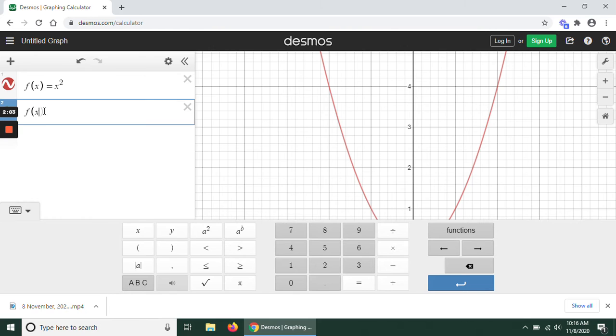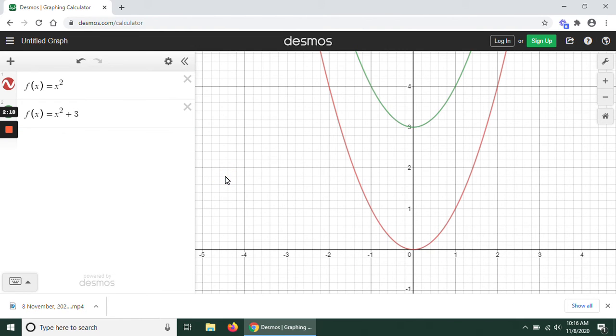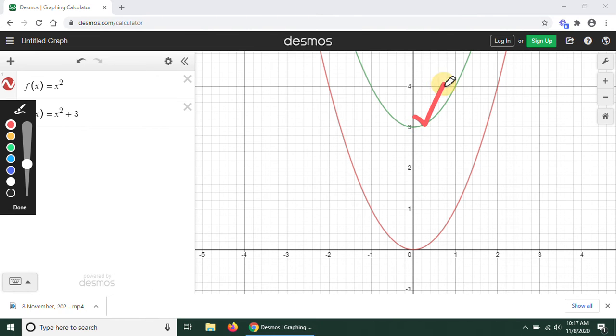So f of x is equal to x squared, and I'm going to add 3 to my function. Notice that we have a new graph. This is our new graph right here, which is 3 units away from the origin in the upward direction, in the upward direction.